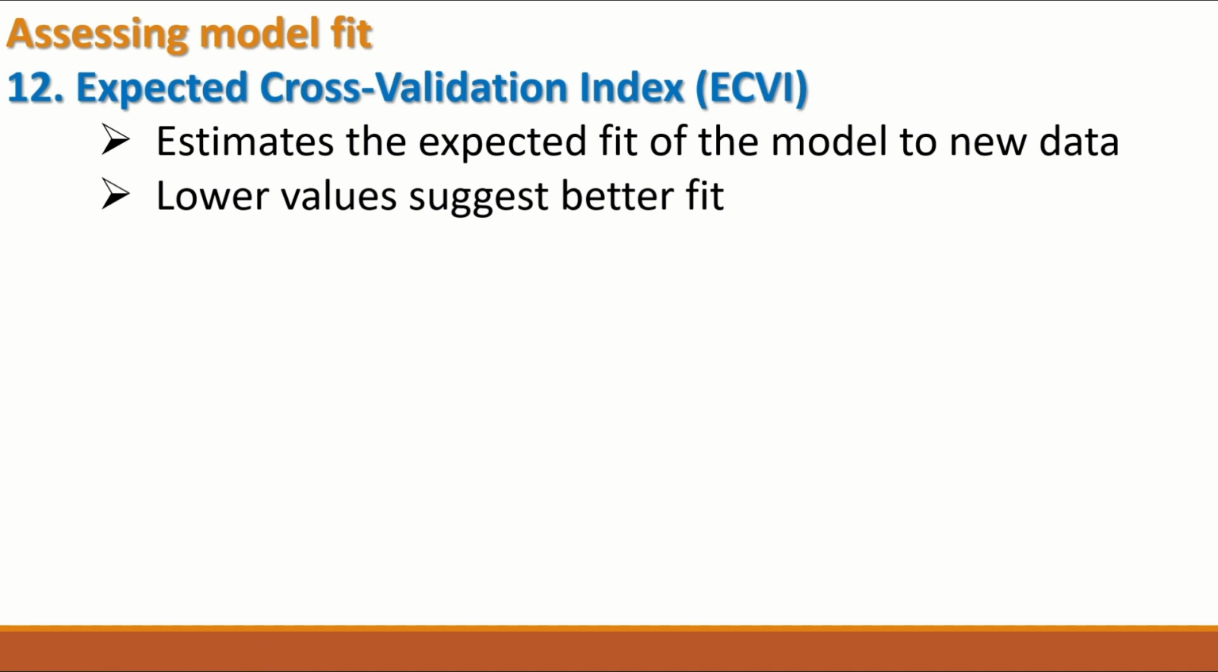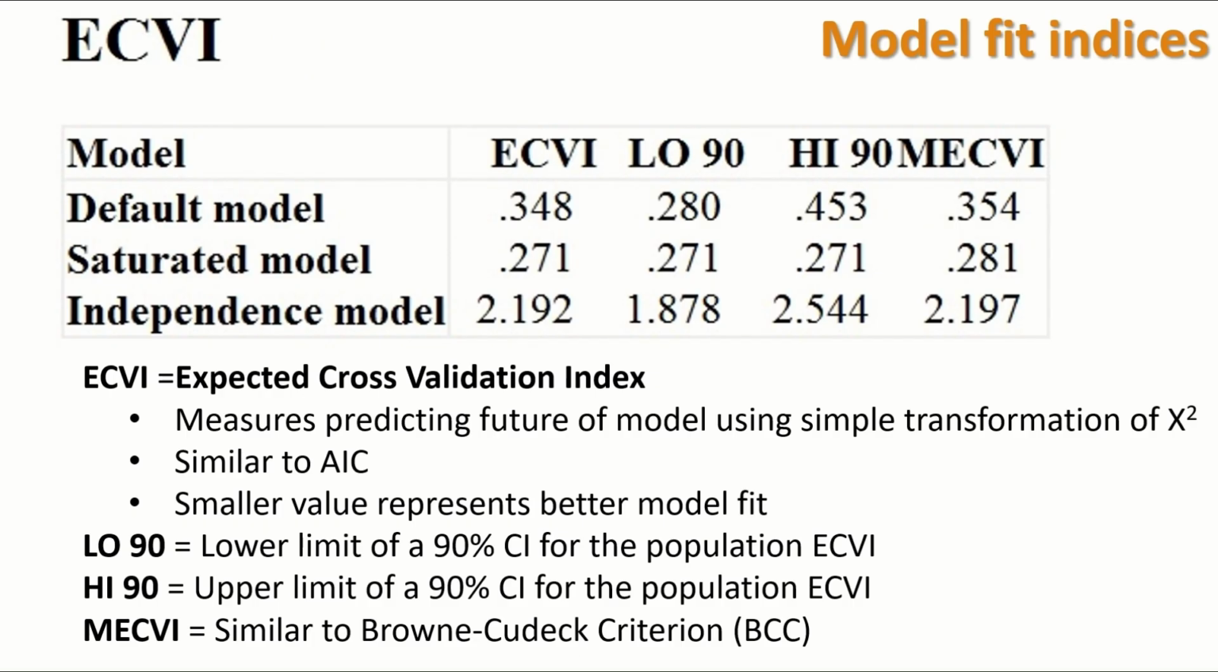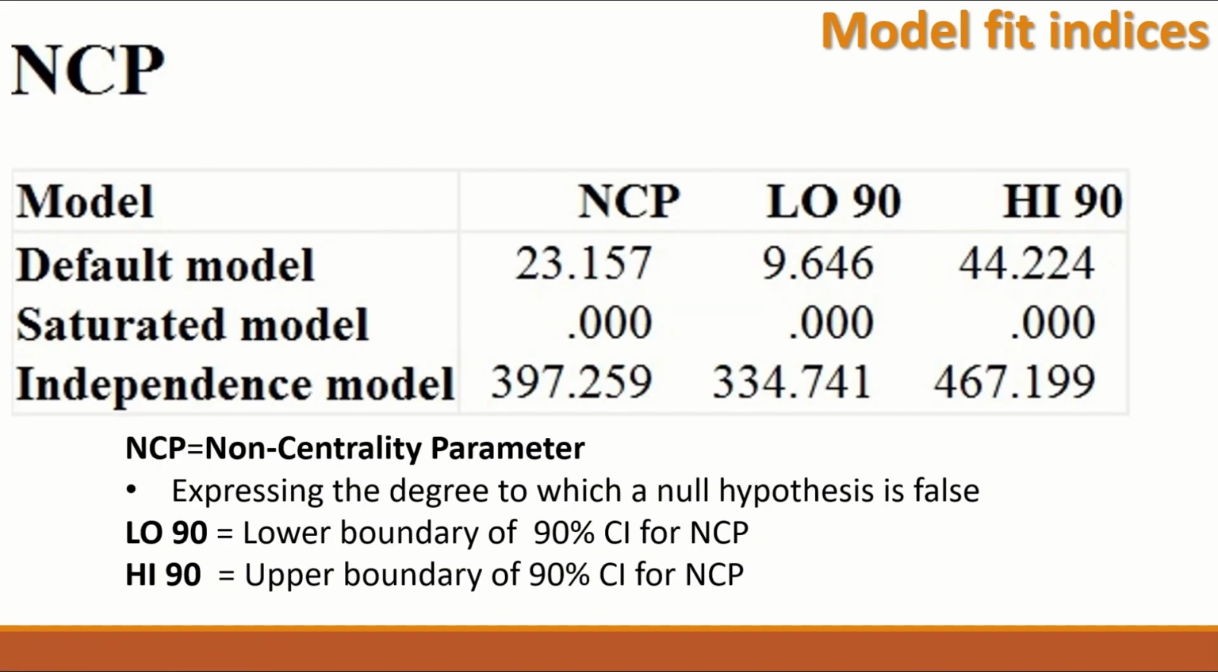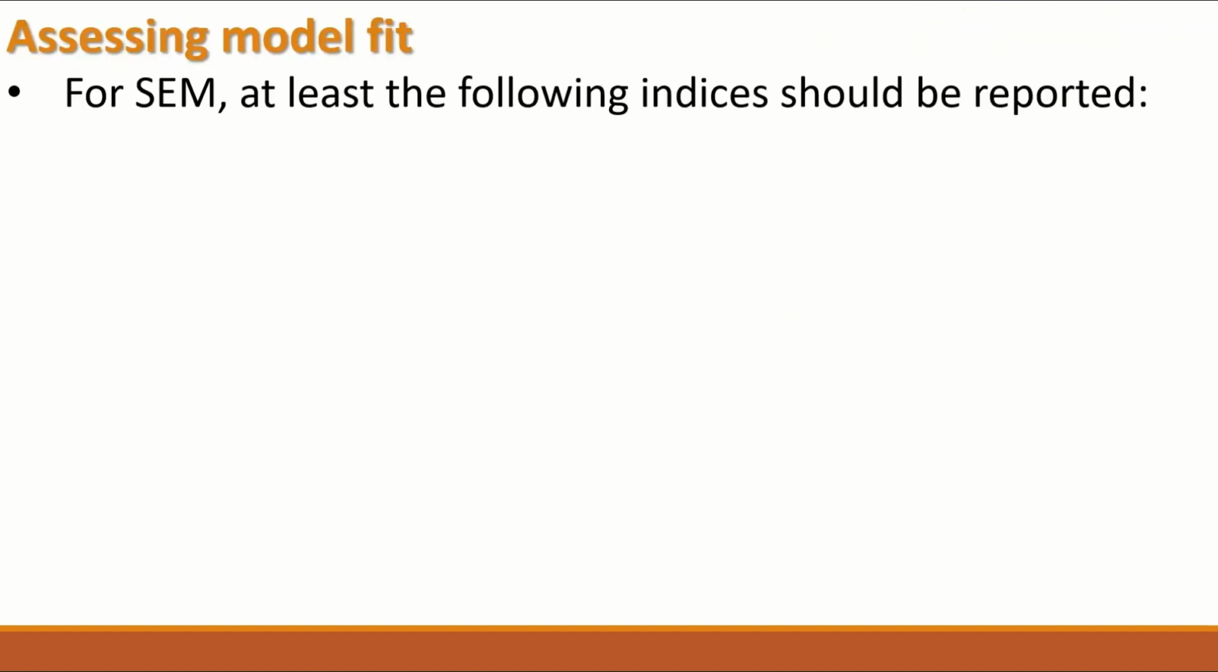Another index, which is the expected cross-validation index, ECVI, estimates the expected fit of the model to new data. Lower values suggest better fit, as shown in the table here. The lower boundaries and the higher boundaries, and the MECVI are given. So there are plenty of indexes here, as shown. The NCP, non-centrality parameter, with lower and upper boundaries and a value to look at.